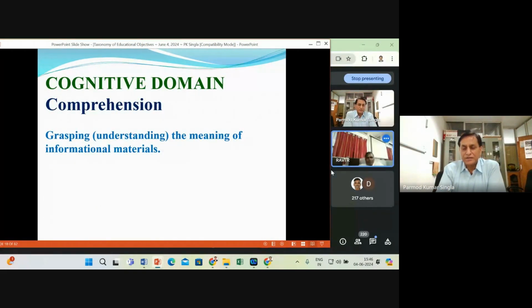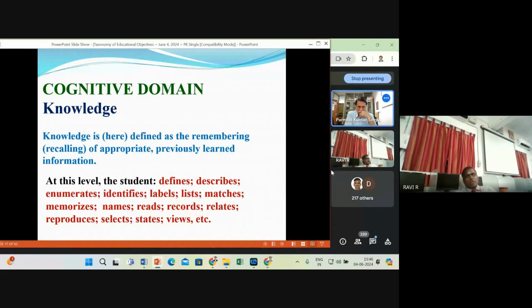Yes, sir. I'm Dr. Ravi from Tamil Nadu, Francis Xavier Engineering College. Sir, actually the terms we use for Bloom's taxonomy are remember, understand, apply, analyze, evaluate, and create. But you are putting in knowledge; there is more terminology here.